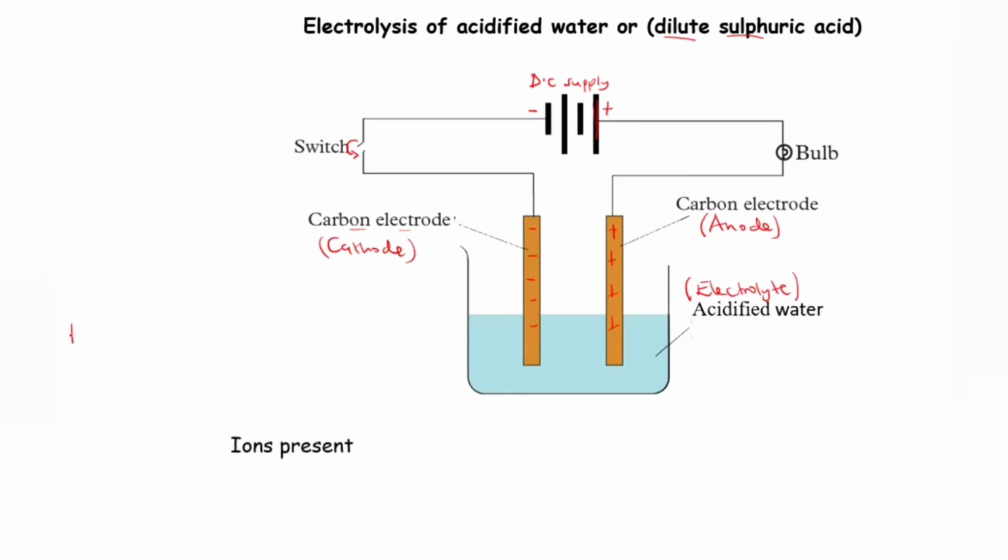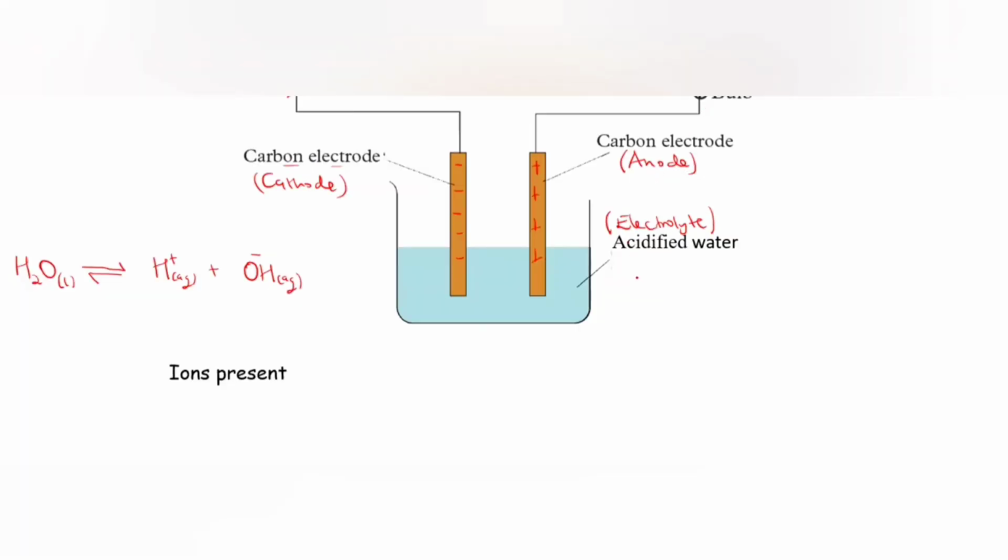My electrolyte, of course, is now acidified water. Acidified water contains sulfate ions, hydrogen ions, and hydroxide ions, is it not? During this electrolysis process, my water is going to dissociate into two substances, which are hydrogen ion and hydroxide ion. Similarly, my sulfuric acid is going to dissociate into hydrogen ions and tetraoxosulfate VI ions. So we have hydrogen ion and sulfate ion.